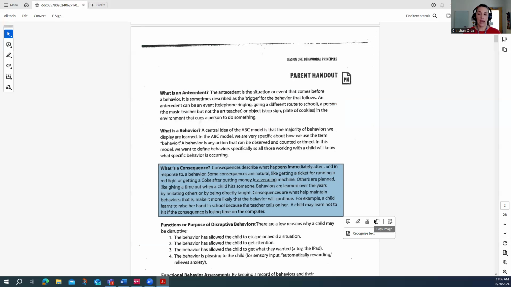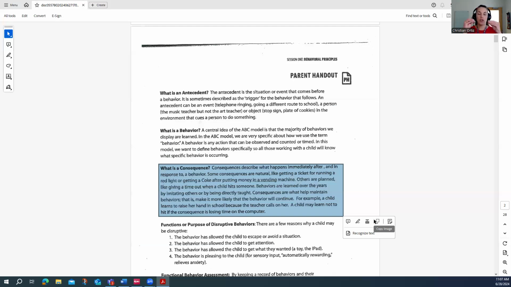Some consequences are natural, like getting a ticket for running a red light or getting a Coke after putting money into a vending machine. Others are planned, like giving a timeout when a child hits someone. Behaviors are learned over the years by imitating others or by being directly taught. So consequences are what help maintain a behavior. That is, it makes it more likely that the behavior will continue. For example, a child learns to raise her hand at school because the teacher calls on her.